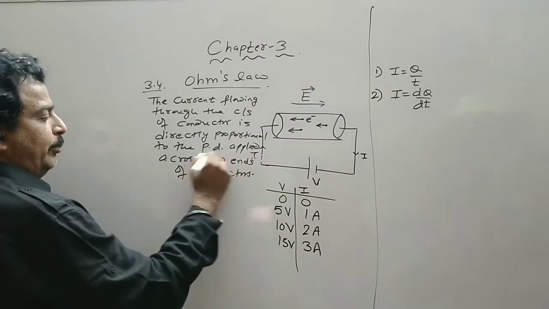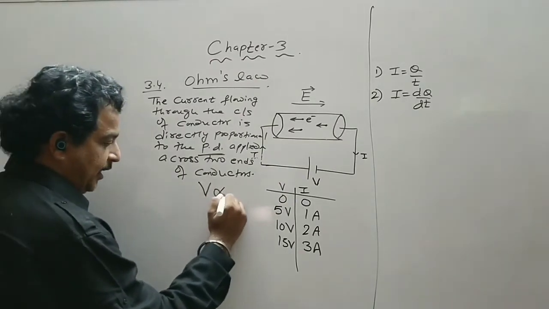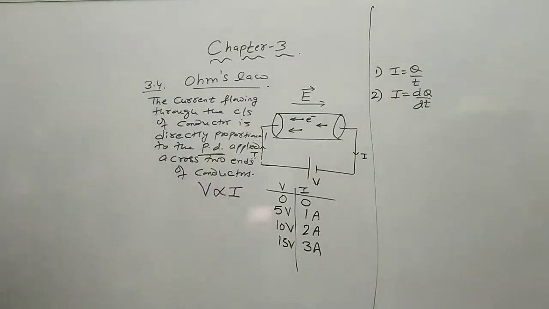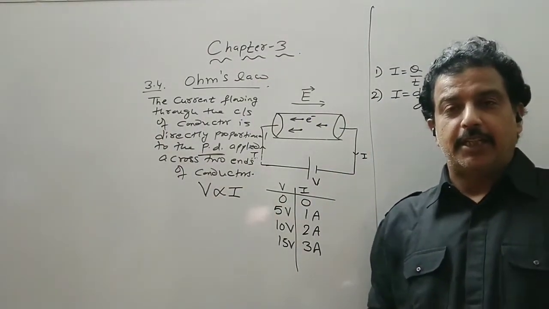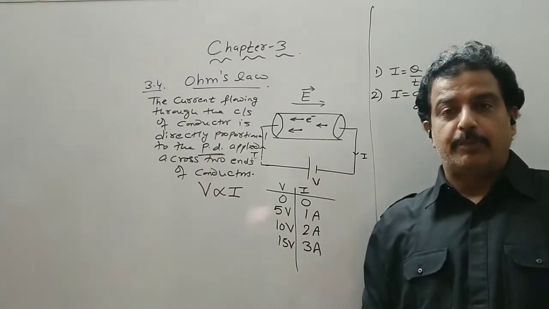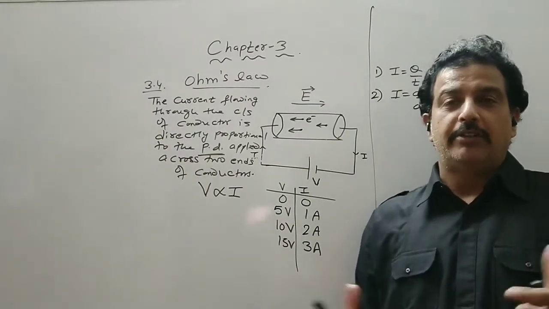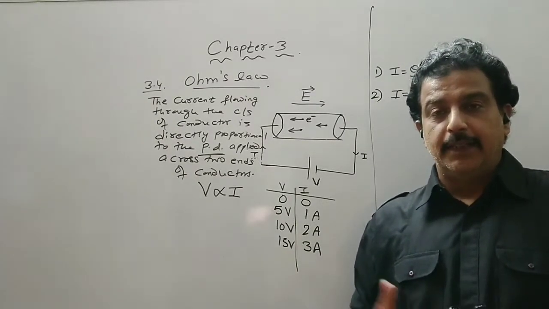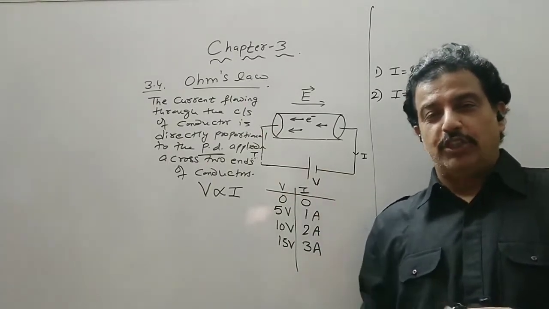It means the more the potential difference across the two ends of the conductor, the more will be the current flowing through that conductor. That is, V is proportional to I, similar to Q being proportional to V in the case of a capacitor. There also the relation was in direct proportion. As the amount of charge on the plate increased, the potential difference between the two plates increased.